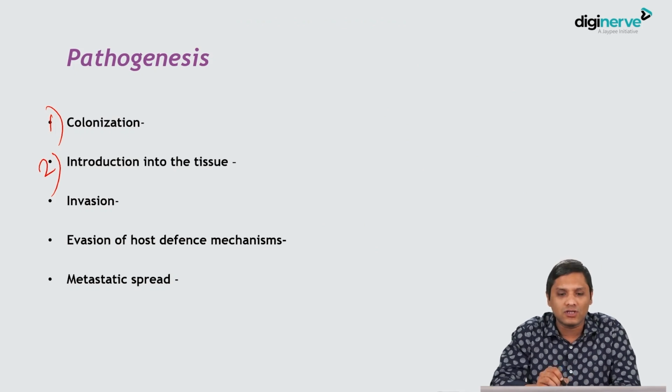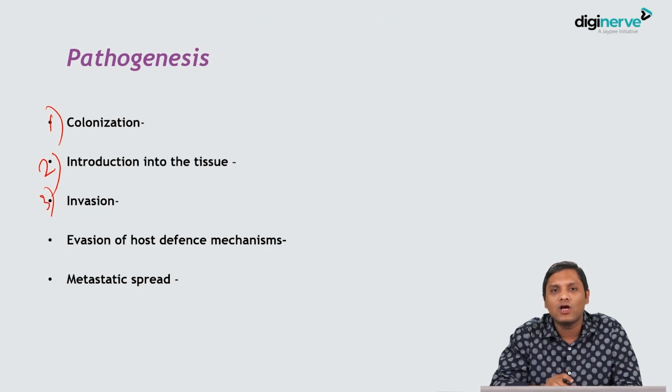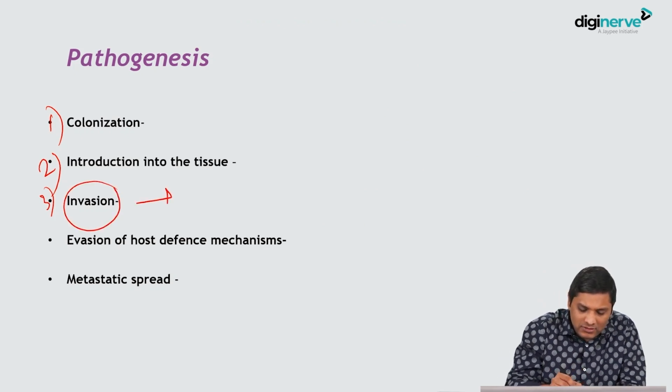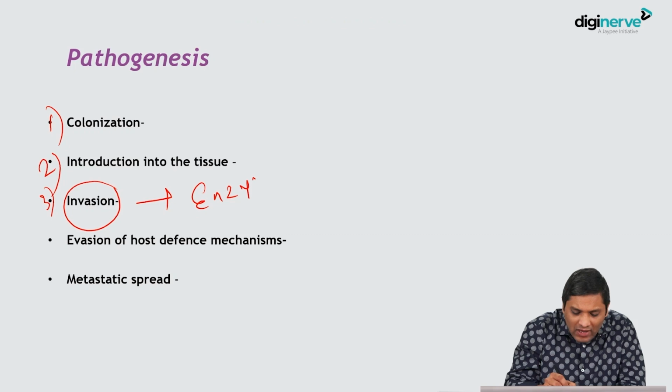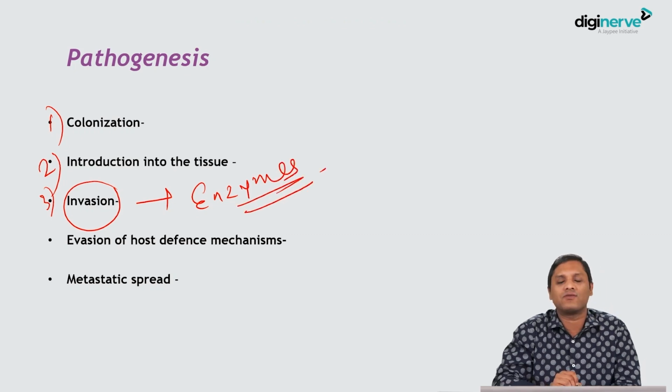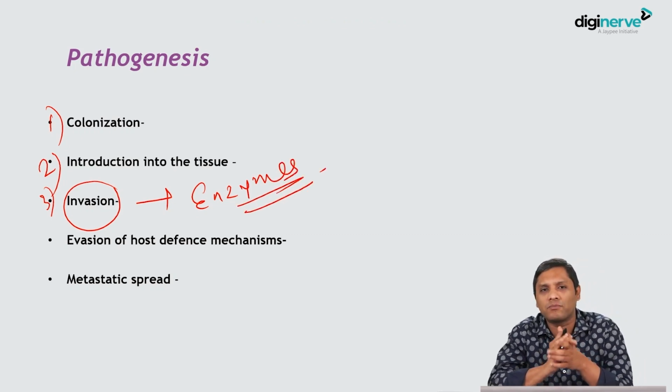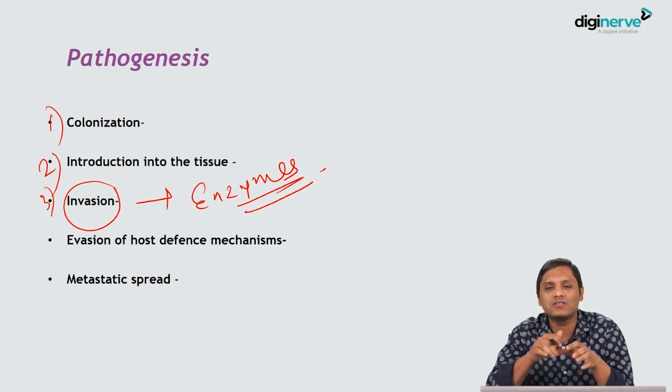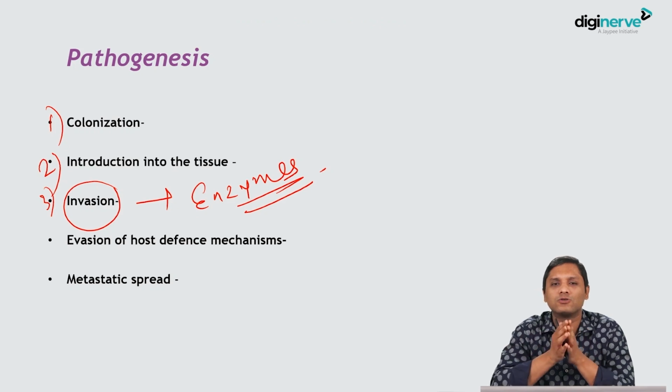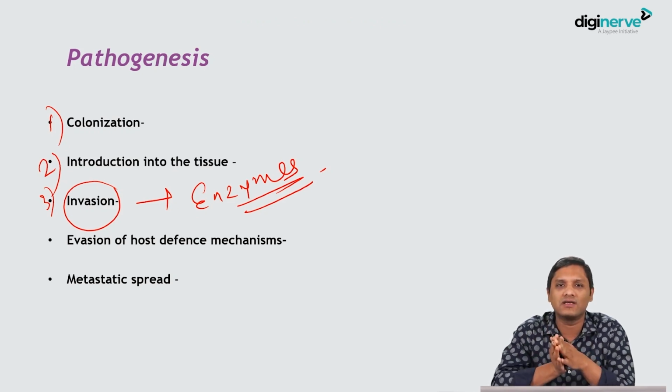Once it is introduced into the body, the next event is invasion. The organism will be invading throughout the body. That happens by elaboration of various virulence factors. Staphylococcus aureus can produce various enzymes like lipases and phosphatases. All these will break down the tissues so that the Staph aureus can invade inside.